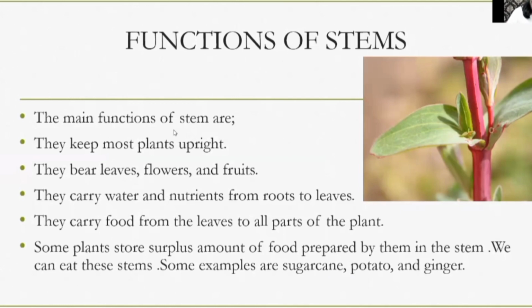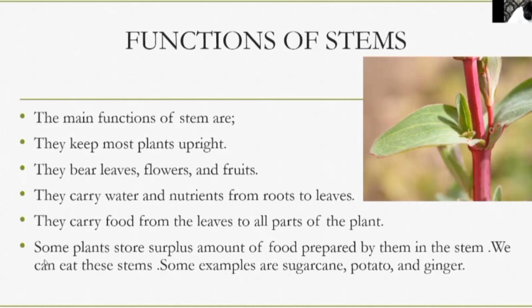Now, the functions of the stems are they keep most plants upright. Most plants that are standing tall, so they keep the plants upright. Now they bear leaves, fruits and flowers that we can see when we move around. What do they carry? They carry water and nutrients from the roots to the leaves and plants, and they move it to all the other parts of the plant. Okay. So what do they carry? Water and nutrients. Now, they carry food from leaves to all parts of the plant, like I just mentioned.